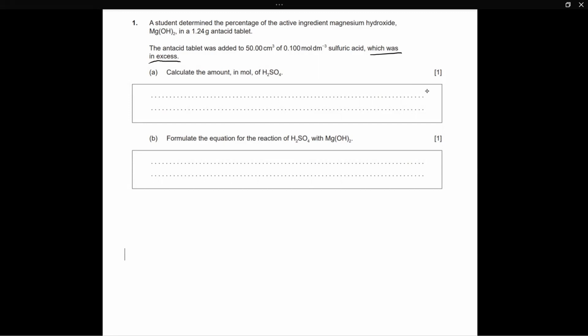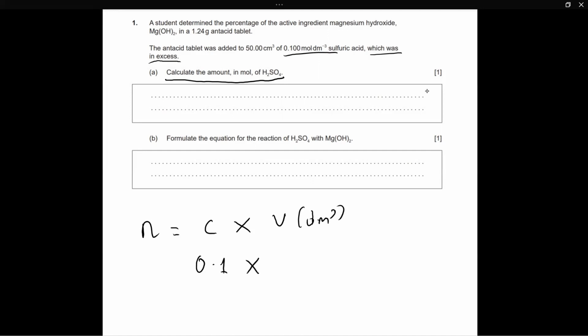They're asking us in the first part, calculate the amount in moles of the sulfuric acid. Now, extremely simple. How do you do this? This is the formula. So number of moles, which is n, is equal to concentration times volume in dm cubed. Now, volume should be in dm cubed, okay? So we already know what the concentration is in the question. The concentration is 0.1. And we have to multiply this by the volume in dm cubed.